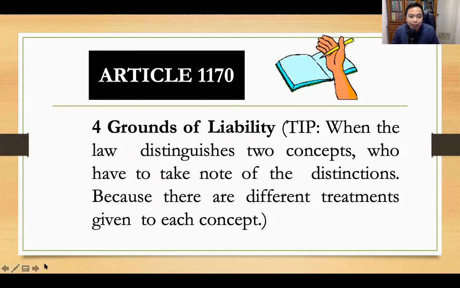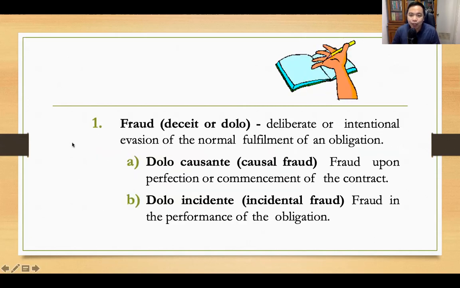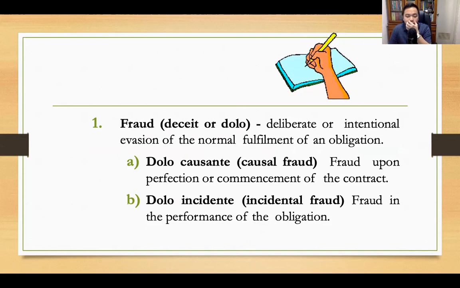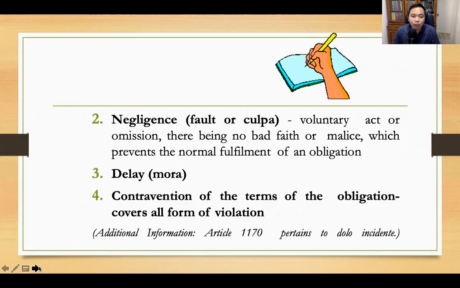Grounds for liability. Take note, class, this is a very important concept. Fraud, deceit, or dolo: deliberate or intentional evasion of the normal fulfillment of an obligation. It can be dolo causante or causal fraud, and dolo incidente or incidental fraud. If the fraud is committed or existing upon perfection or commencement of the contract, then it is dolo causante. But if it's dolo incidente, fraud in the performance of the obligation, it has a different treatment in the law.